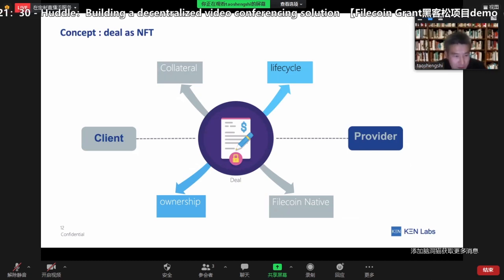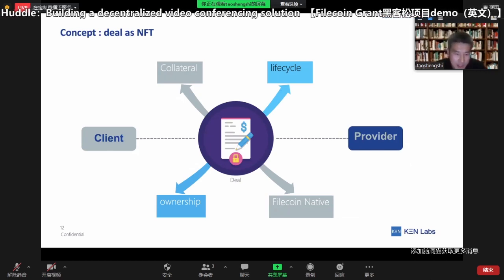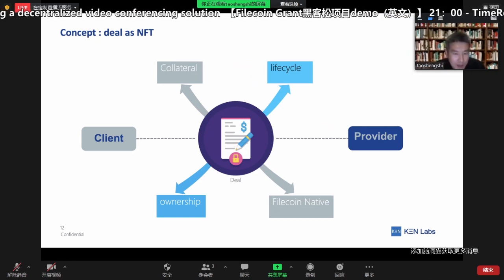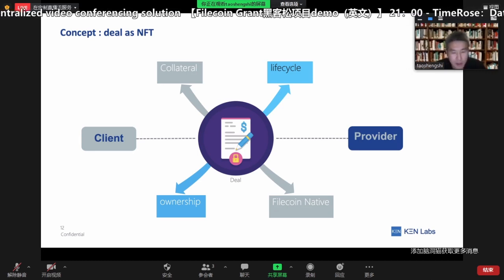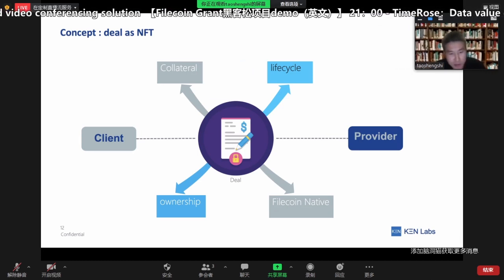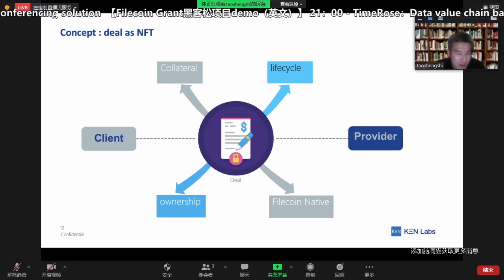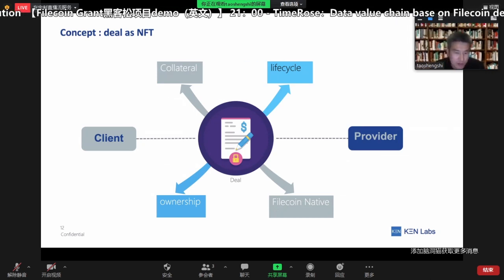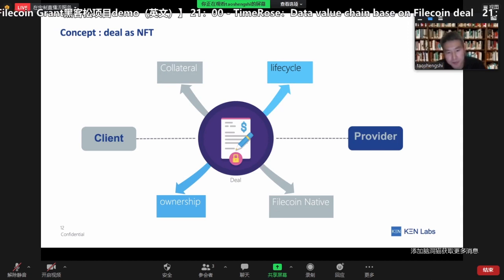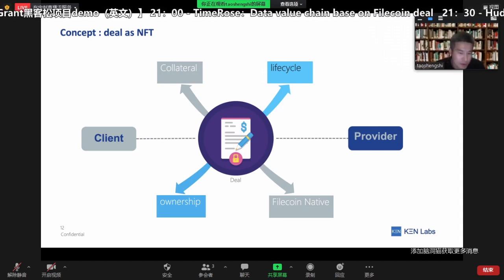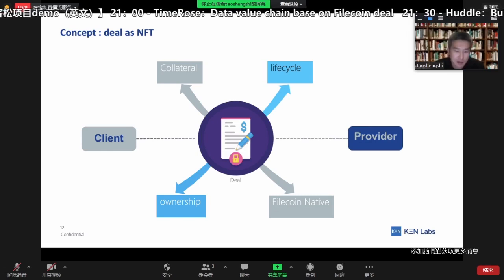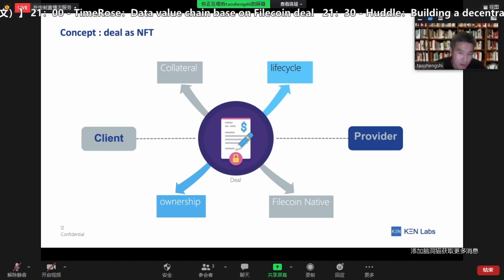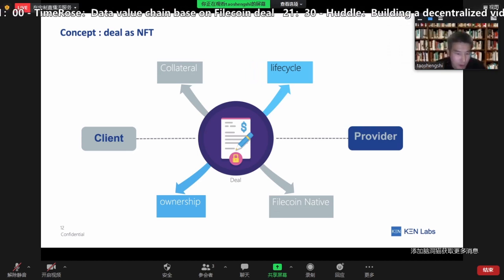Why is the deal very important? You can think of everything in a smart contract as deals. But currently on the Filecoin platform, the deal is very simple. It's just for storing money deals, not user-programmable deals. But in the next step, Filecoin will implement user-programmable deals.